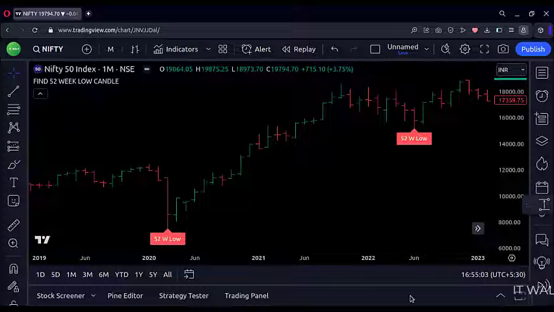So that's it. That's how you can find out a 52-week low using the TradingView Pine script.